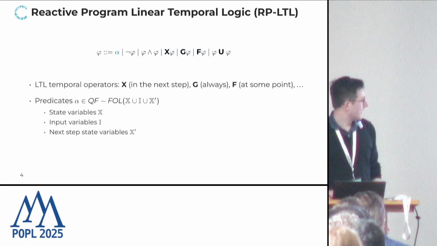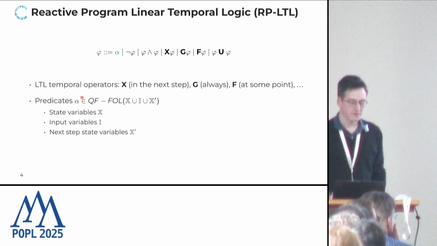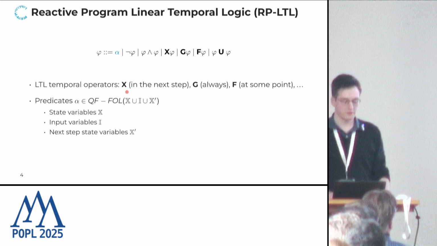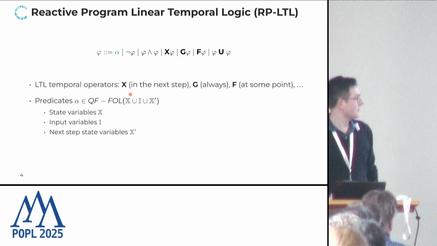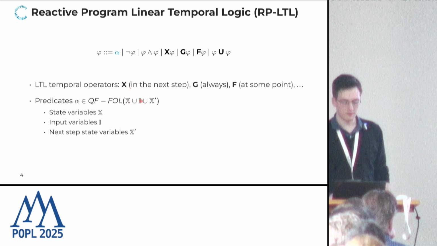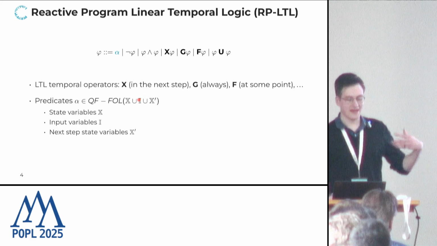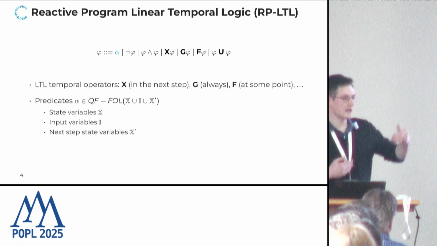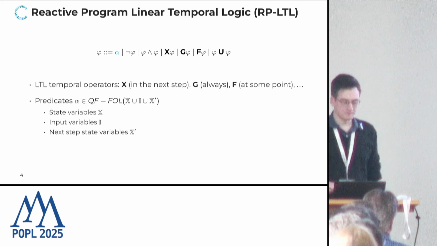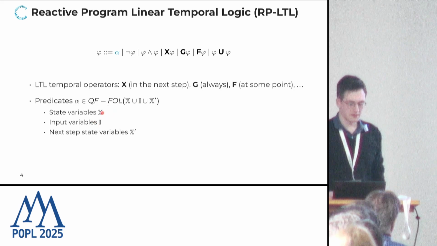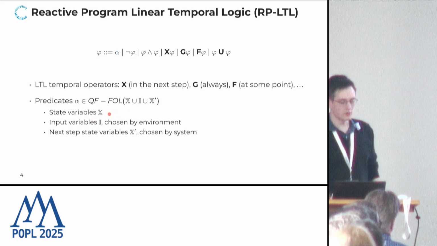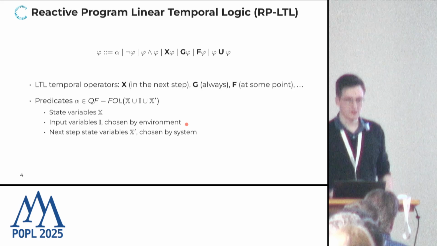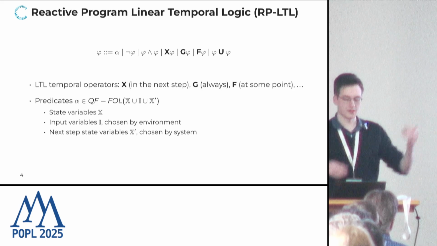And then we have predicates. Predicates are quantifier-free first-order logic formulas over some state variables, some input variables that come from the environment, and next state variables. So from some state, we want to be able to relate the current state with the next state. The inputs are chosen by the environment, and the next state variables are chosen by the system. So there you have this interaction between the system and the environment.